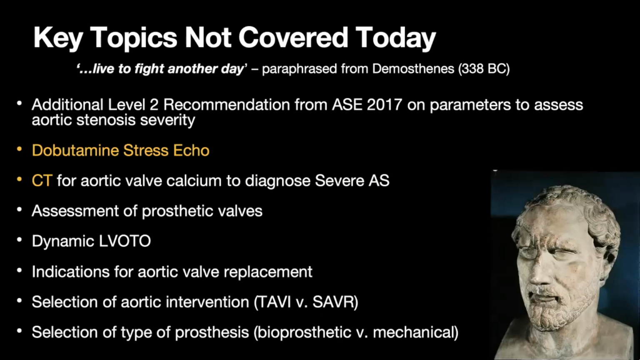It's also important to know that CT can be used as a tiebreaker, particularly in the low flow states, to look at aortic valve calcium to diagnose severe aortic stenosis, which has sex-specific cutoffs. As well, we haven't discussed the assessment of prosthetic valves, which was done in another talk by Taylor Petropoulos. We haven't touched on dynamic LVOT obstruction, indications for aortic valve replacement, selection of aortic valve interventions, TAVI versus surgical aortic valve replacement, or selection of types of prostheses, such as bioprosthetic versus mechanical.